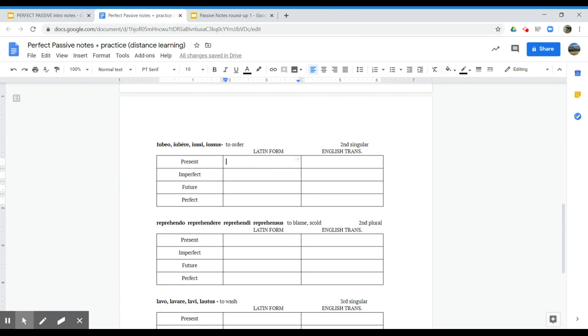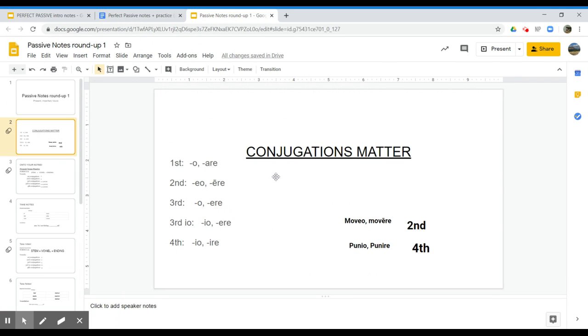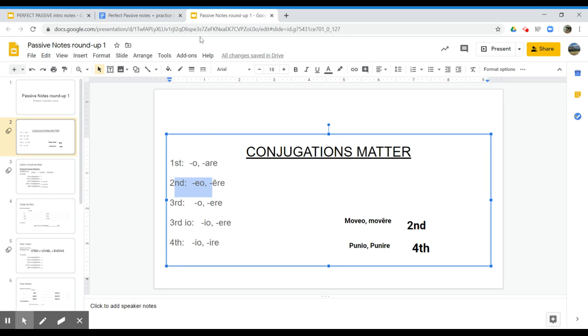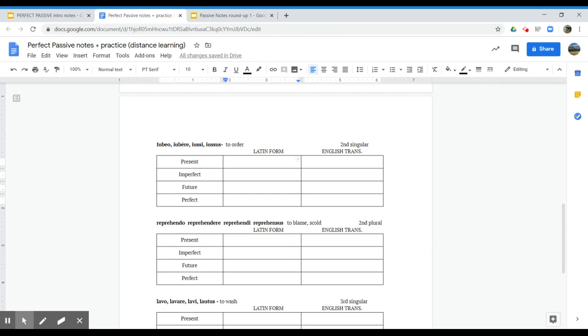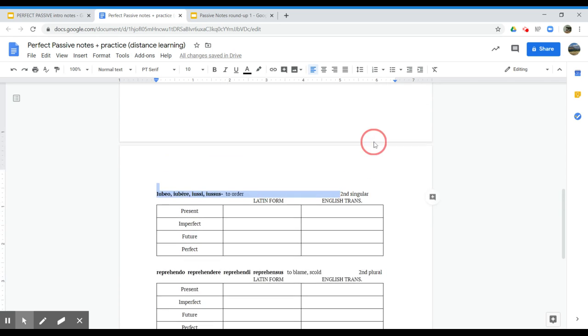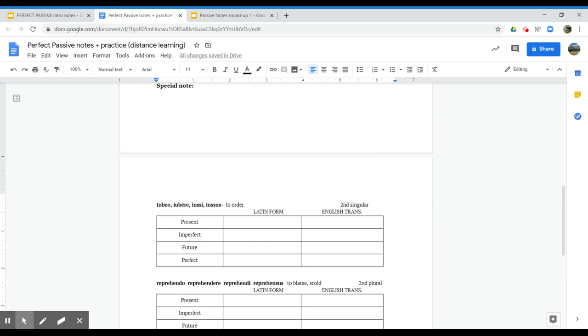All right, let's go ahead and do one, all right? First one here, iubeo, iubere, iussi, iussus. Now, as I look at the form, I see EO and then long ERE. Remember, conjugations matter for those first three, the present, imperfect, and future. And so EO, ERE is the second conjugation. It so happens here that the ending I want to use is going to be the second singular as well, right?